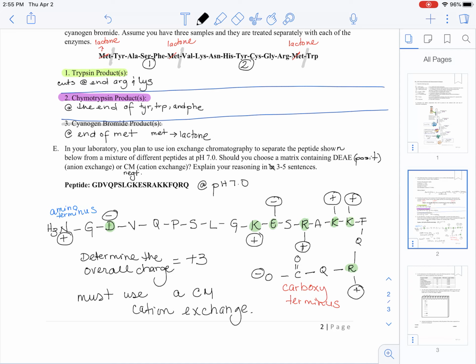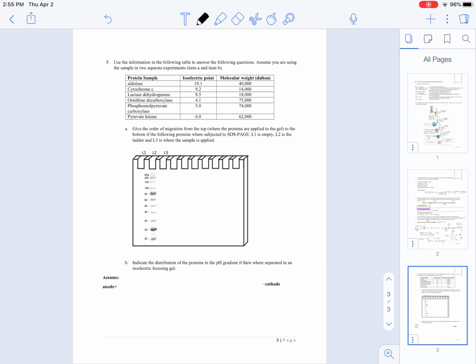And again, the instruction says that you have to do all of this in words, in 3 to 5 sentences. So the process that I illustrated, you need to convey it in sentences. Let's move on to the last part of the worksheet. Part F, as you can see, you're given some information in a table. In this table, column 2 gives you the isoelectric points, which is going to be utilized on part B. And the third column gives you the molecular weights for the following proteins that are in that sample.